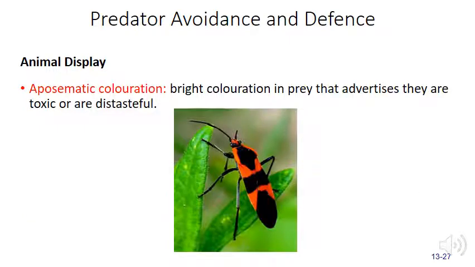Aposematic coloration is where organisms take on bright colours to advertise the fact that they're toxic or distasteful. A good example of that might be these milkweed bugs. These are bugs that are specialised on feeding on milkweeds, and they sequester those cardenolide toxins, and they advertise the fact that they're distasteful to predators with these bright red colours. They also look a bit like assassin bugs that are predatory insects, so they might be able to deter some predators with that kind of mimicry as well.